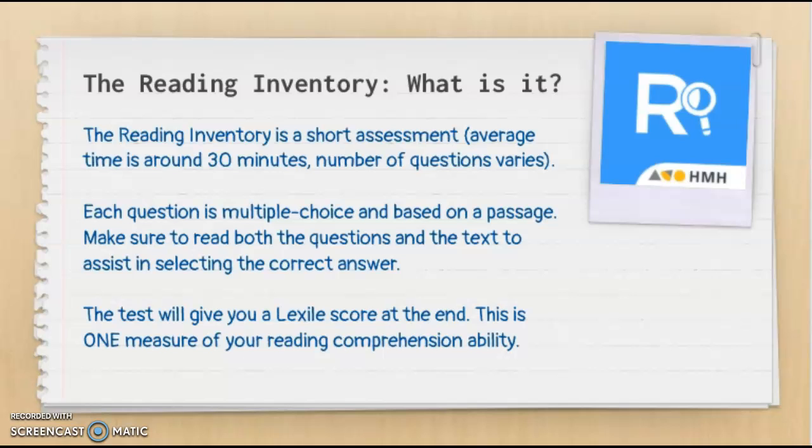Each question they have is a multiple choice question based on a passage. Make sure they read both the questions and the text to assist in selecting the correct answer. Once students finish the test, it gives them a Lexile score. This is one measure of the student's reading comprehension ability. I like to emphasize with students that it's just one, that it's a snapshot. It's not the full picture, but it does help us get a sense of where their reading's at.